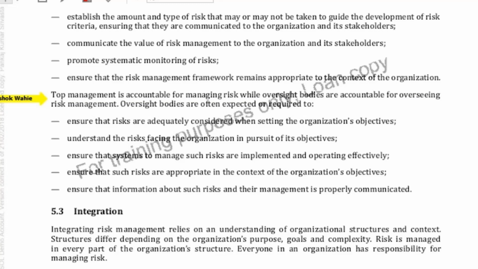Now you have set the objectives. Now what will be the risk you will face? Do you understand what is the risk you will face when you are going to pursue the objectives? Then ensure that systems to manage such risk are implemented. Now this is the responsibility of the oversight body. What are the systems? What are the frameworks the top management has established to manage such risk? And are they implemented and are they operating effectively?